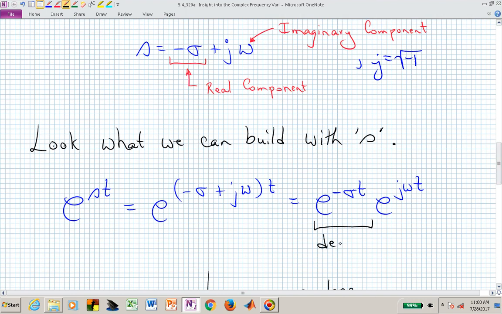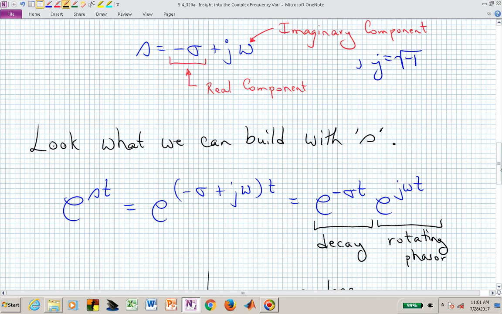When we have a minus sigma, where sigma is positive, we have this decaying exponential piece, and we have an e to the j omega t piece, which I will keep referring to as a rotating phasor, and I'll try to make that a little bit more intuitive as we move through this video. We now have e to the st as a decaying exponential and a rotating phasor.